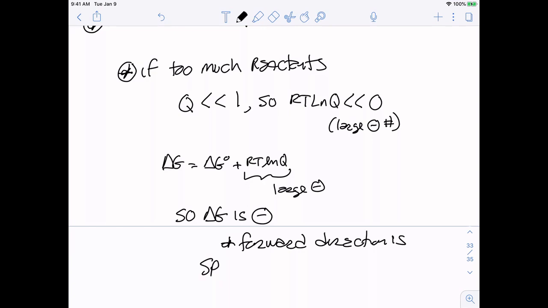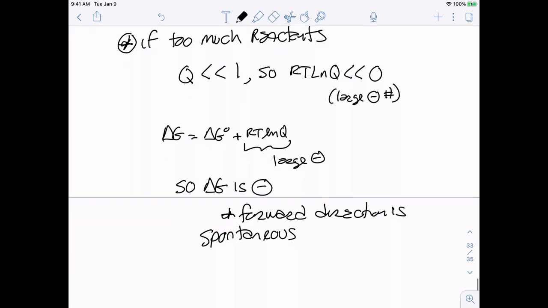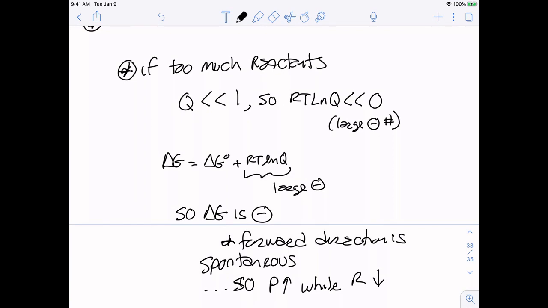Right? It's a positive value, so spontaneous. Spontaneous in the forward direction, the normal direction, right? Which means to get to equilibrium, we're going to decrease my reactants and increase products. So products increase while reactants decrease, right? It's just going spontaneous in the forward direction. So too much reactants, I'm decreasing my reactants and increasing my product. Delta G comes out to be negative.